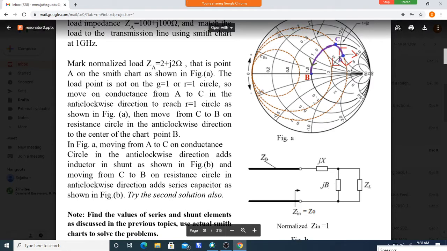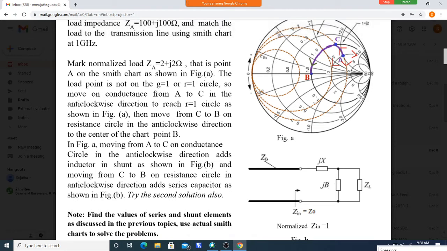But you see here, if you move on a conductance circle, either in the anti-clockwise direction or in the clockwise direction, you can get a solution. Moving in the anti-clockwise direction, you will be reaching the r equal to one circle. Or you can move in the clockwise direction, you will be reaching the r equal to one circle here. So finally you can move to here. That is, a solution is possible.